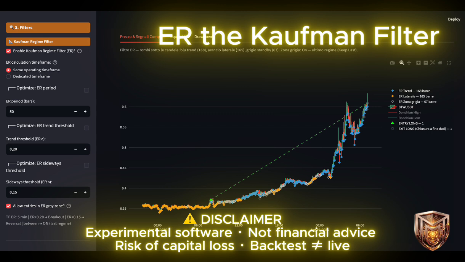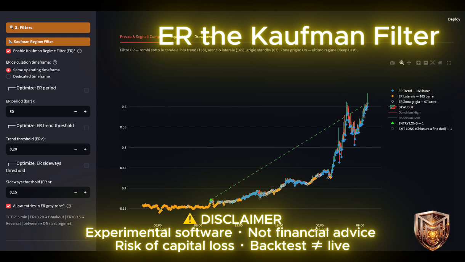We've seen how to break a level and how to re-enter after an overshoot, but not every entry makes sense at every moment. A breakout in a sideways market is often a fakeout. Let's see how ER, the Kaufman filter, figures out if the market's trending or ranging and how we use it with Donchian.